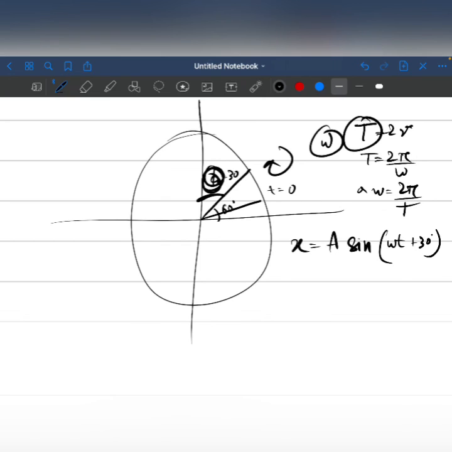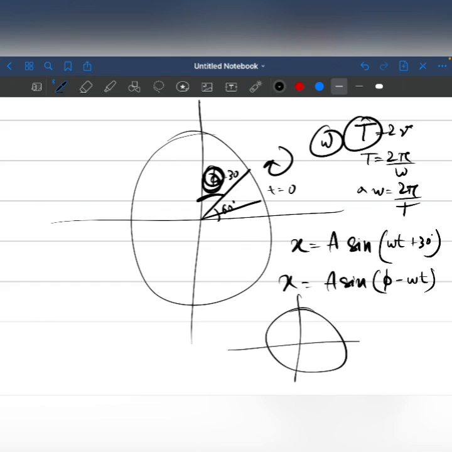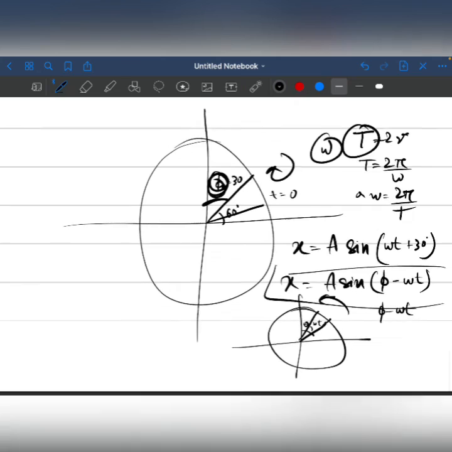For anti-clockwise motion, x equals a sine(phi minus omega t). How? Look at this. This was the phi, and then anti-clockwise it is going. So here this will be omega t. So it will be going phi minus omega t will be the angular displacement here. So like that we are getting x equals a sine omega t from the derivation. You can check it out.